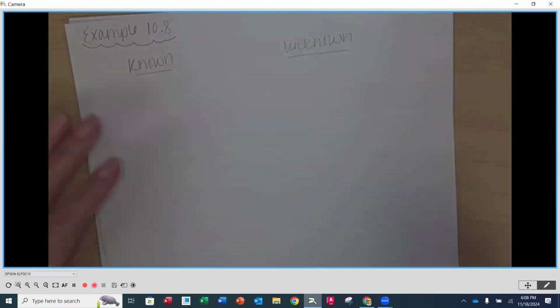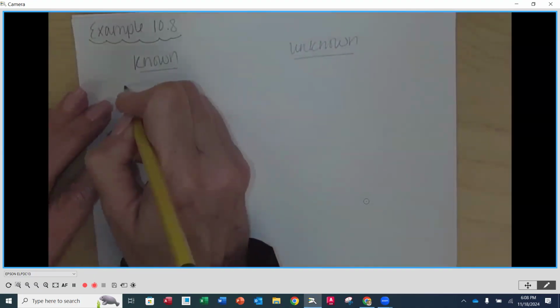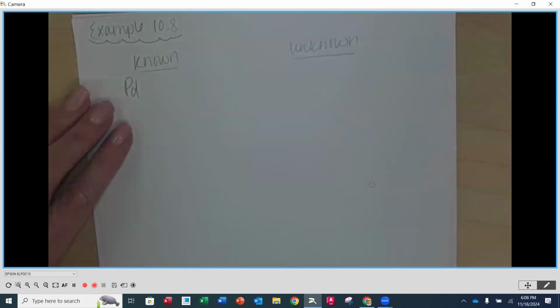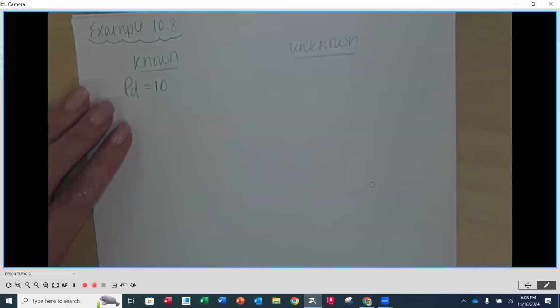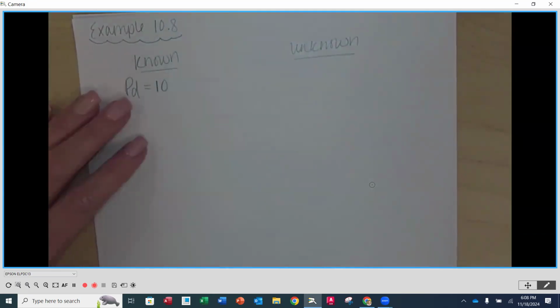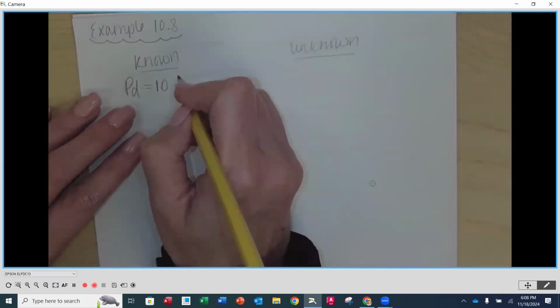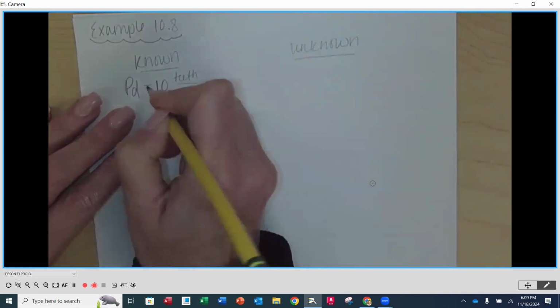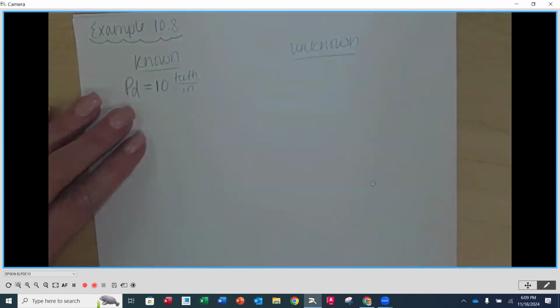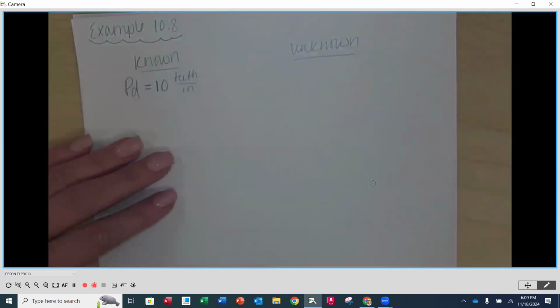So known, what do we know in our problem? Diametral pitch. So diametral pitch is what? 10, okay? Are there any units? There's none given, but are there units? What are they? Teeth per inch, yeah. So go ahead and put them up there just because you're going to be needing them in your problem.